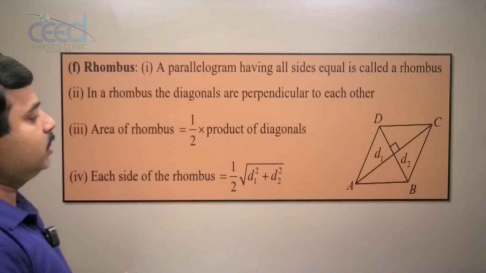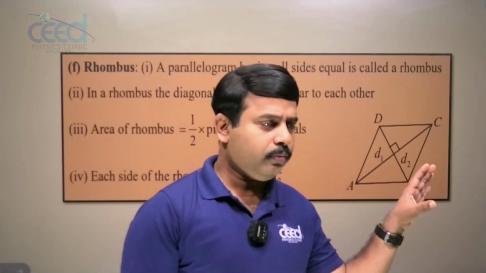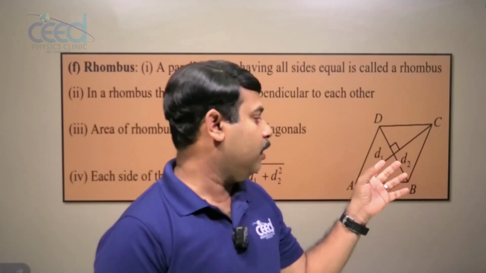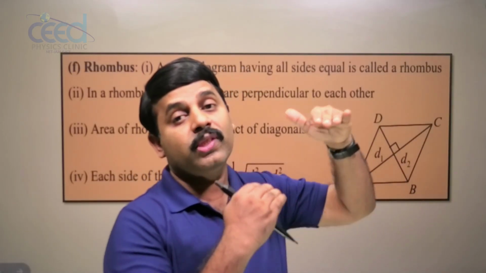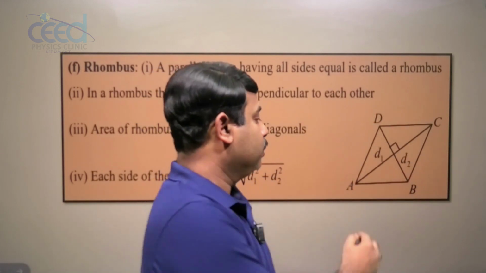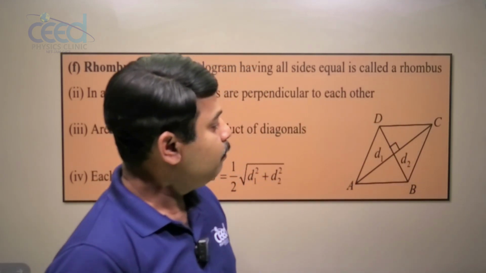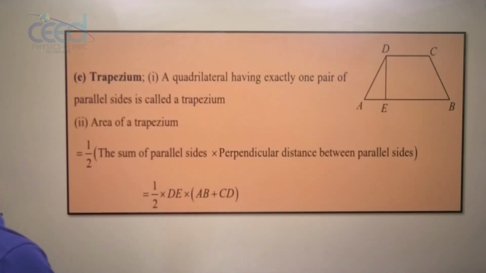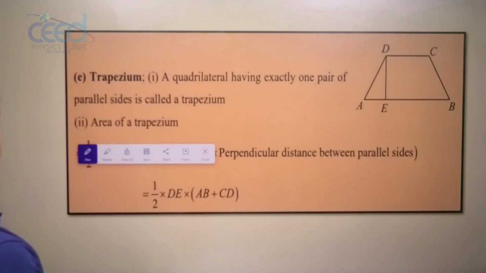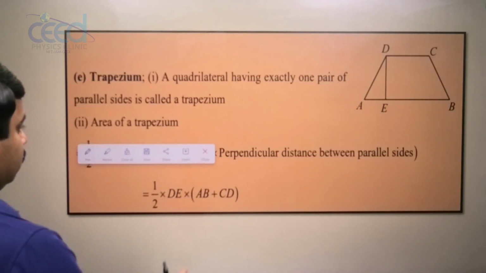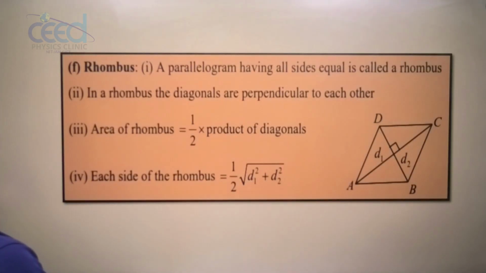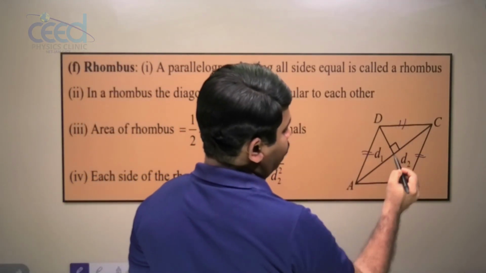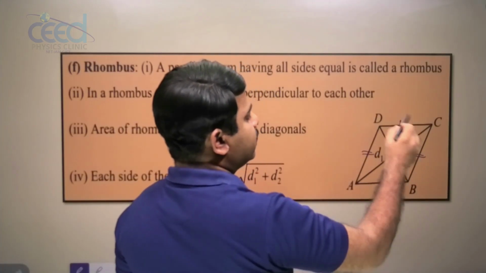Now rhombus, what is a rhombus? Think about a parallelogram. In a parallelogram, opposite pairs of sides are equal. This is equal to this. The other opposite sides are also equal, and we have seen the other opposite sides are also parallel. So this is also parallel. But in a rhombus, all the sides are equal.